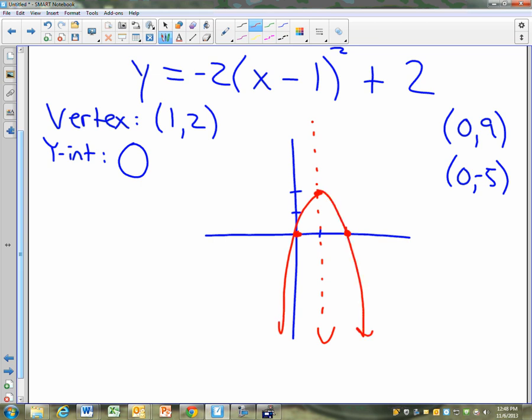The last question on your worksheet is is this a min or a max? Which is it? Maximum value, what's the maximum y value? Two! You got it.